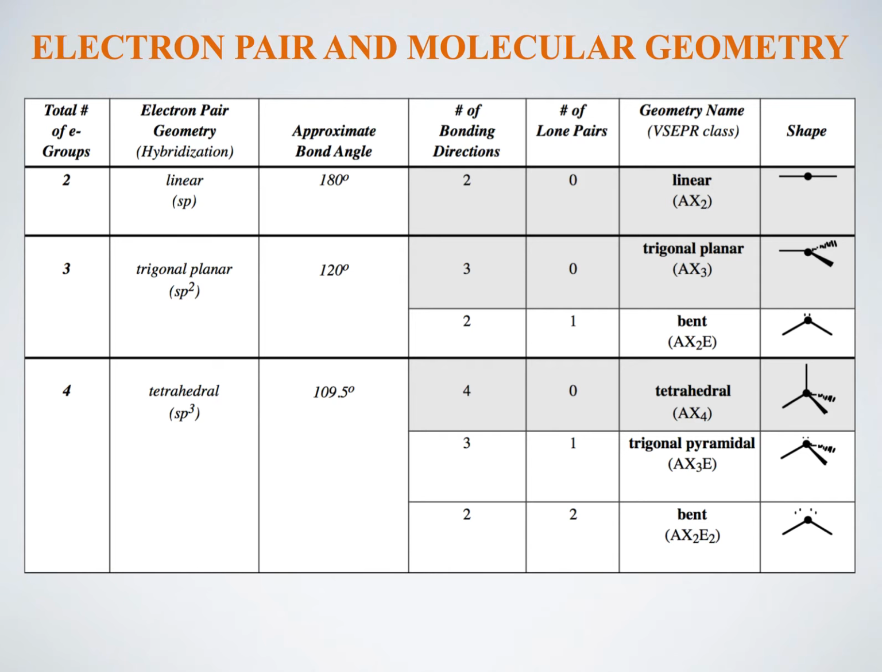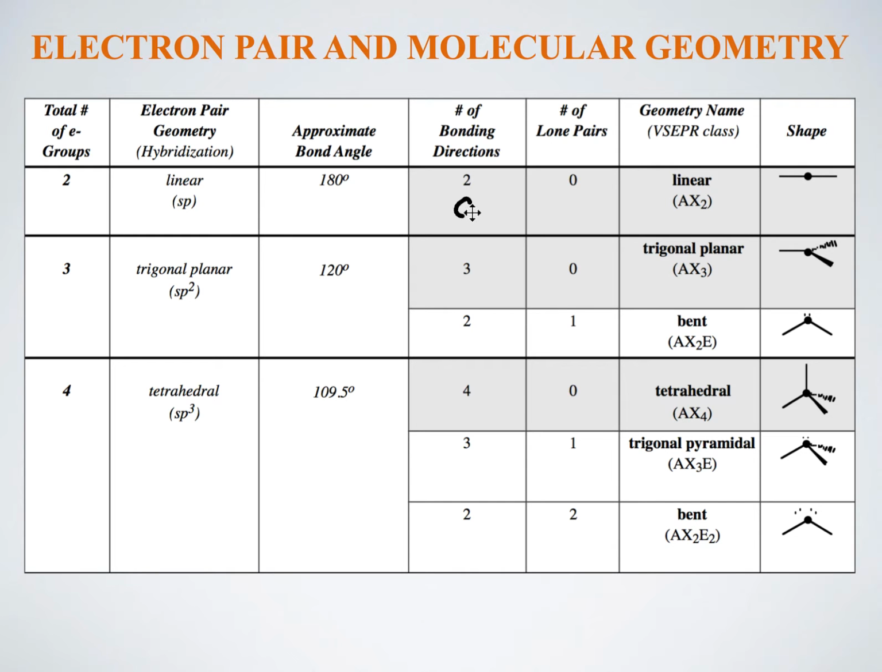This is the cheat sheet that I've been referencing that you will be able to have on your quiz, and you should also have a printout of this from class. On the left side, we have the total number of electron groups. This is our bonding directions and our lone pairs added together. Then you have your bonding directions. So remember, a double bond would count as a single direction.